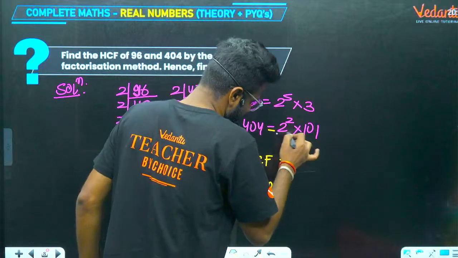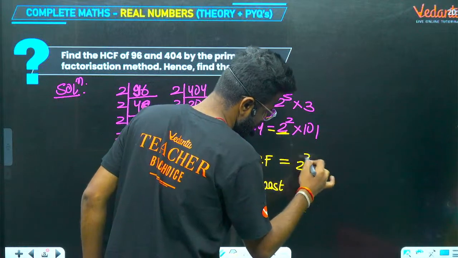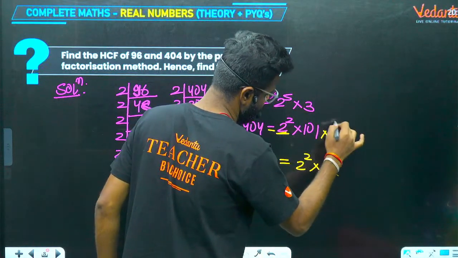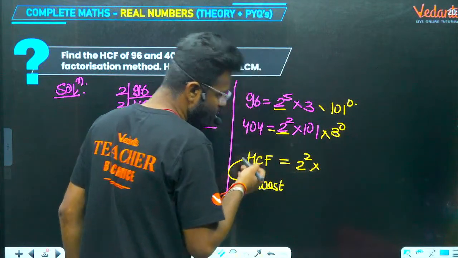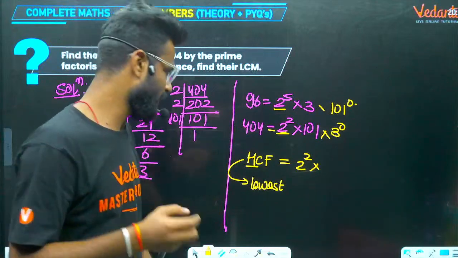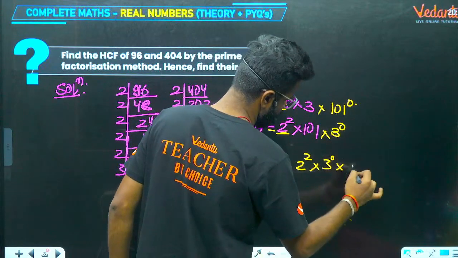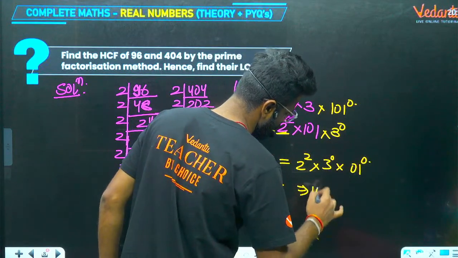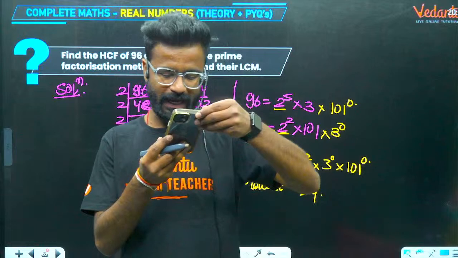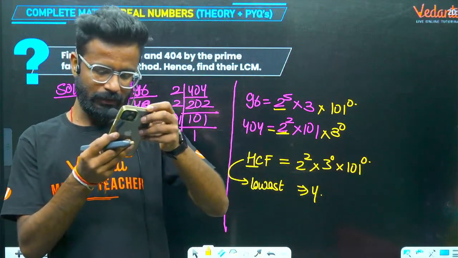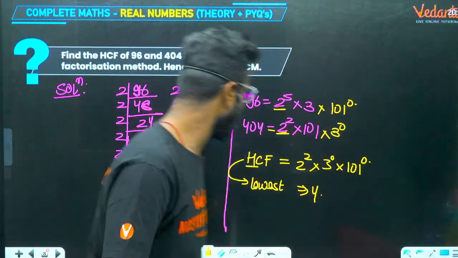See, here you have the factor of 2. So 2 to the power lowest is 2 squared, 3 to the power 0 and 101 to the power 0. So for the HCF, you always have to see the lowest power. The lowest power of 2 is here, the lowest power of 3 is here and the lowest power of 101 is here. 4 is your required HCF. Understood, guys? Done. Now let's move forward.